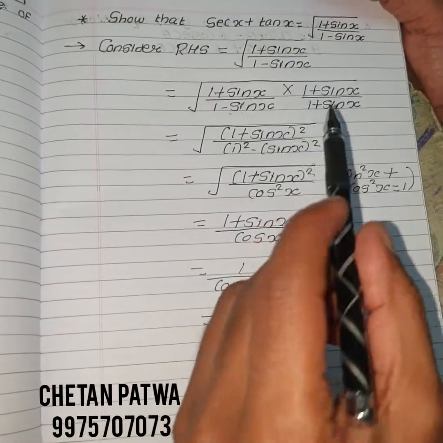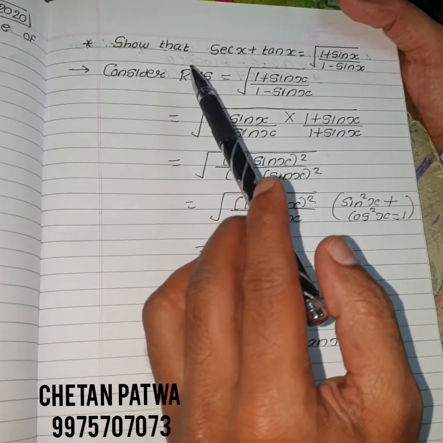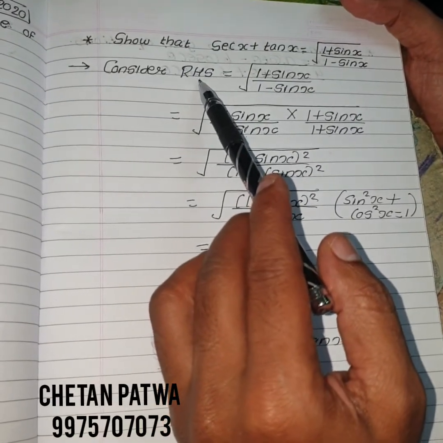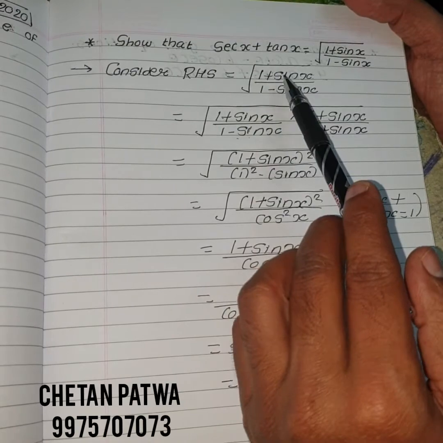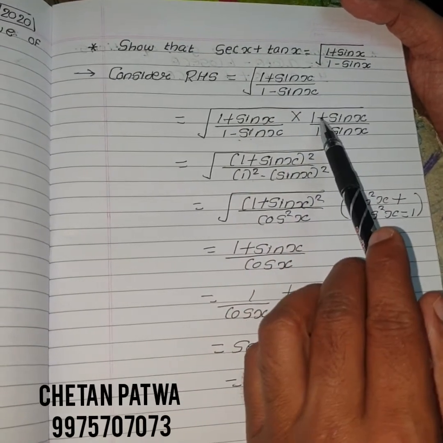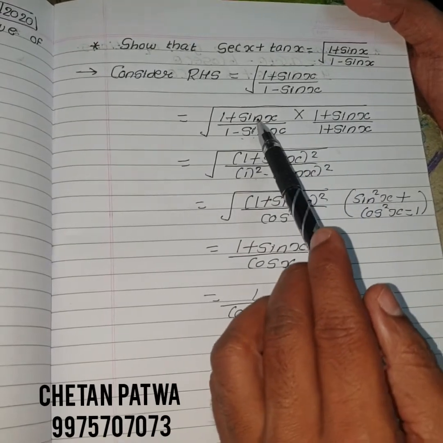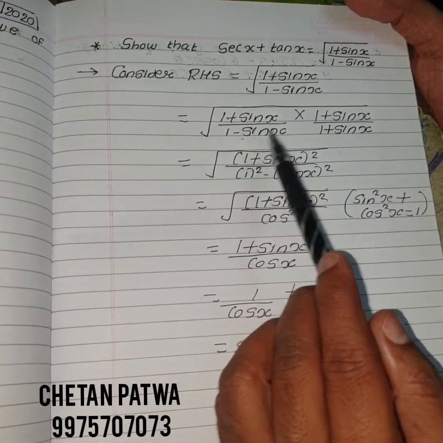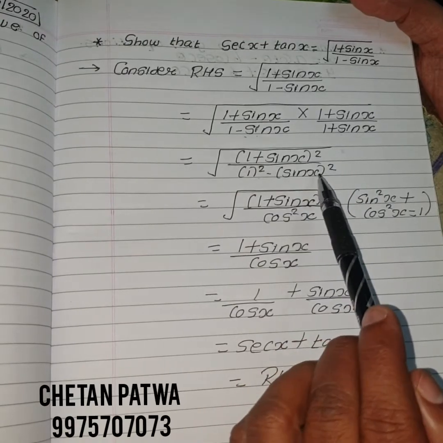Now let's revise the whole sum again. We are seeing the most difficult part of this chapter. In this sum we have considered the right hand side. In the right hand side it is given (1 plus sin x) upon (1 minus sin x). Now what we have done in the first step, we have multiplied and divided by its conjugate. Now when we multiply the same term we get its square. (a minus b)(a plus b) is a square minus b square.